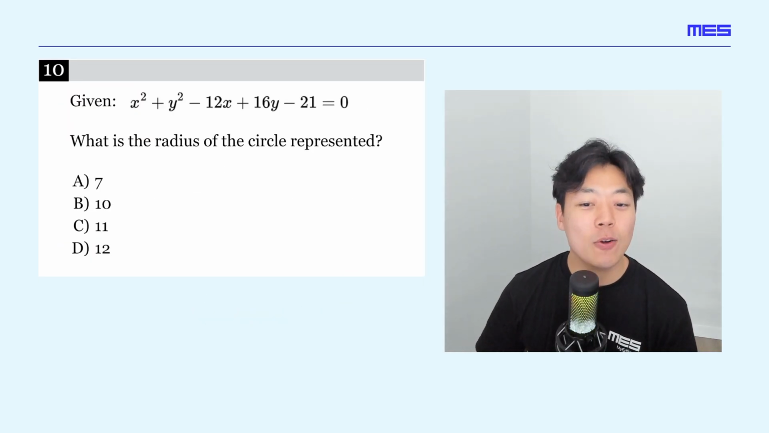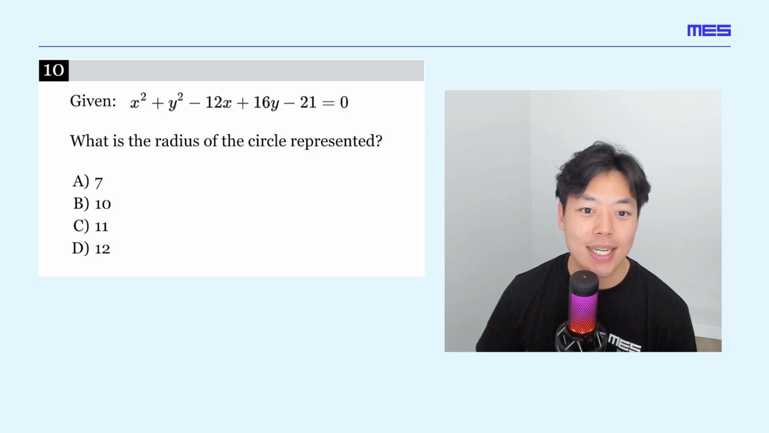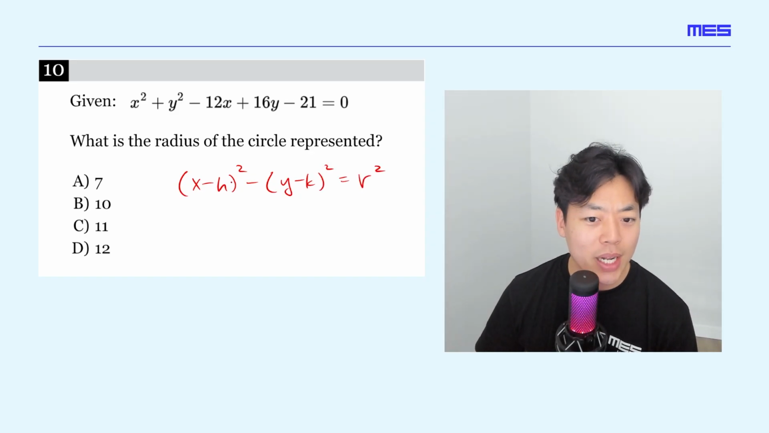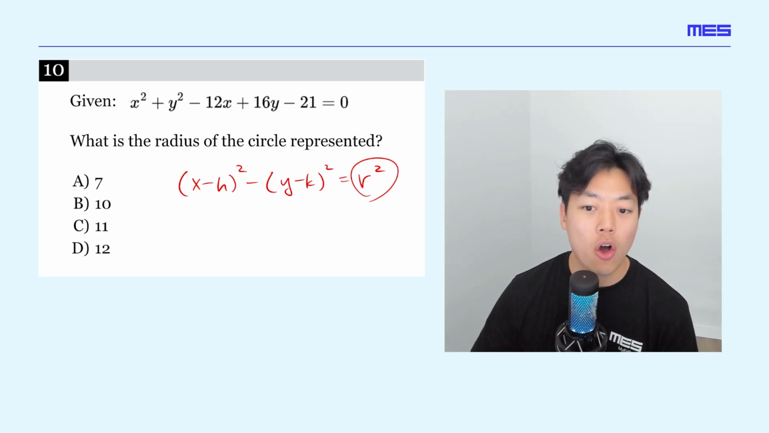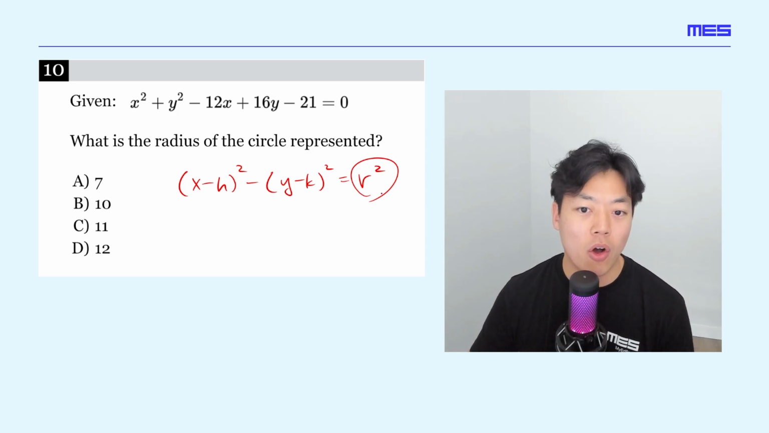Number 10. What is the radius of the circle represented? The radius of a circle can be found if we have it in this form: something squared is equal to r squared. Now, we don't need to know what h is. We don't need to know what k is. We only need to know what r squared is. So we're not going to worry about completely simplifying here, we only care about what r squared is.